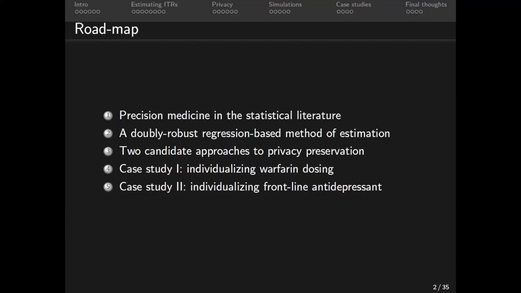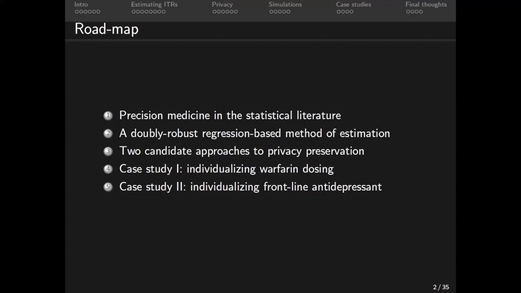I'll talk about a doubly robust regression-based method of estimation. Doubly robust just means that we specify a couple of nuisance models, but we only need to get one right for our estimation to be consistent. So it's not really doubly robust. You can't get two things wrong, but we specify two things and can get one of them wrong.